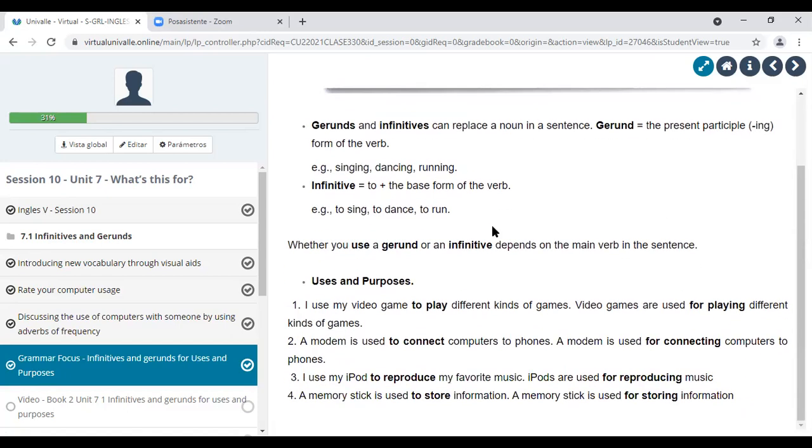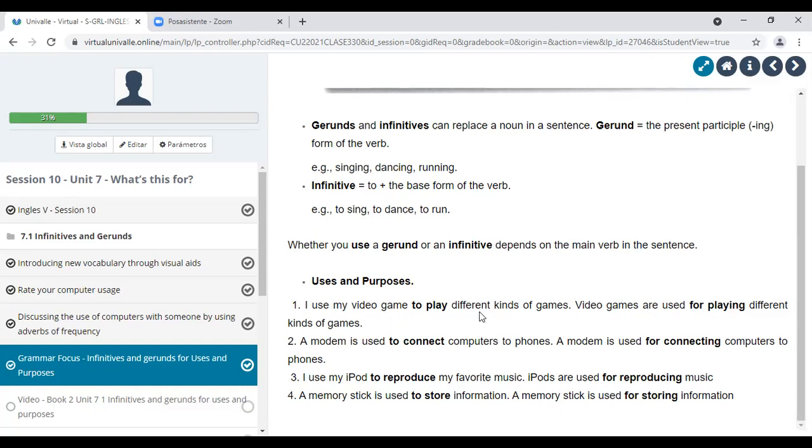When we talk about gerunds and infinitives, they can replace a noun in a sentence. Gerund: the present participle -ing form of the verb: singing, dancing, running. Infinitive: the word to plus the base form of the verb: to sing, to dance, to run. Whether you use a gerund or an infinitive depends on the main verb in the sentence.